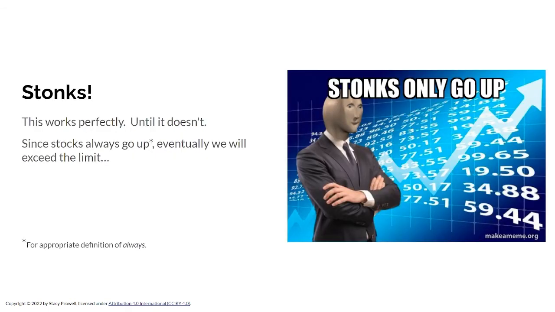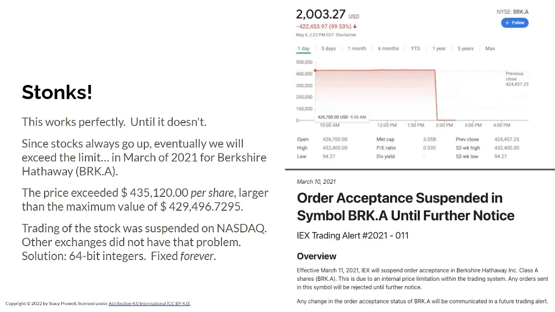And so this will work perfectly until the moment it doesn't. So since stocks always go up, eventually we're going to exceed that limit. And suddenly we're going to be above 500,000 per stock. But that won't happen for a long time, right? It happens in March of 2021, and it happens for the stock Berkshire Hathaway. The price exceeded 435,000 per share, which is larger than the maximum we just computed, and trading of the stock ended up suspended on NASDAQ. Other exchanges did not have this problem.